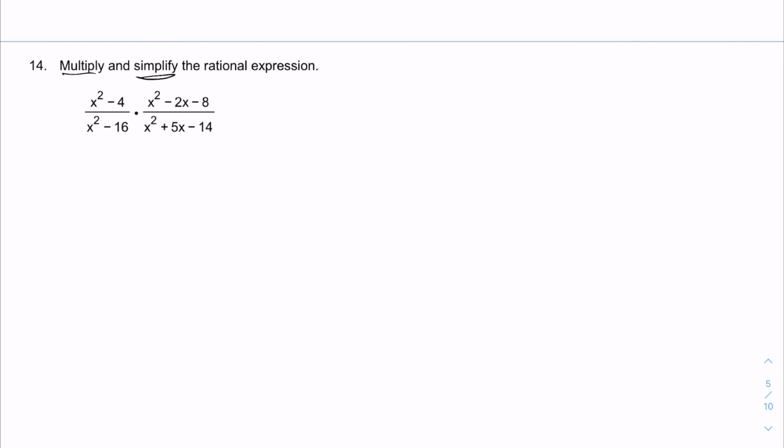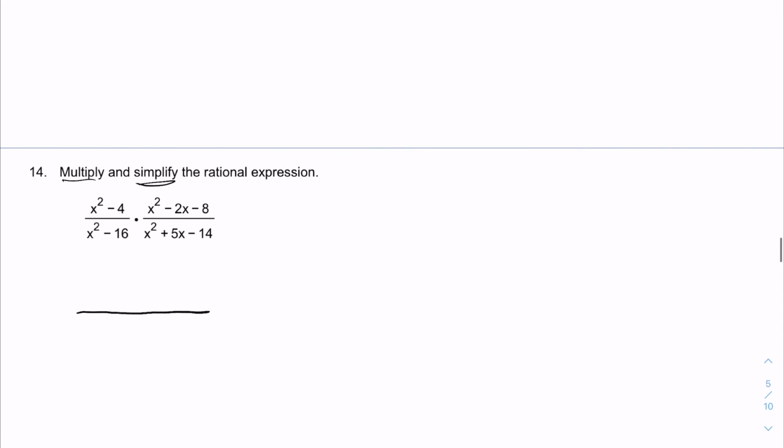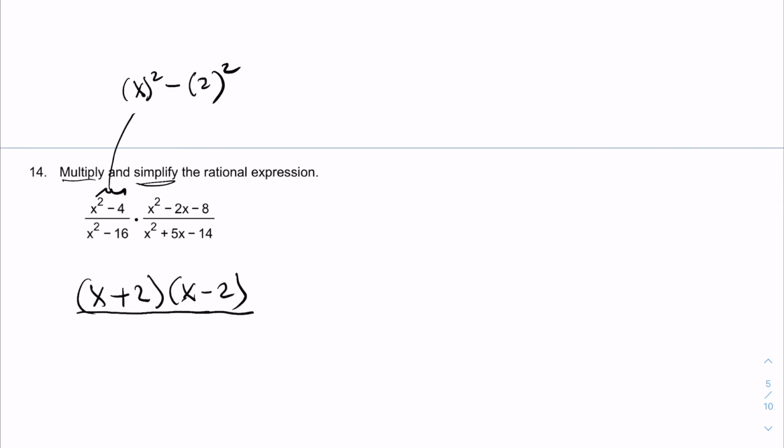Okay, let's go ahead and get our factoring going. And I see something special here. Up top I've got a perfect square minus 4, which is also a perfect square, 2 squared. So this will simply factor down to x plus 2 times the quantity x minus 2. And down below, I see this as a perfect square also. 4 squared is 16, so a difference of two perfect squares again. That's just going to factor down to x plus 4 times the quantity x minus 4.